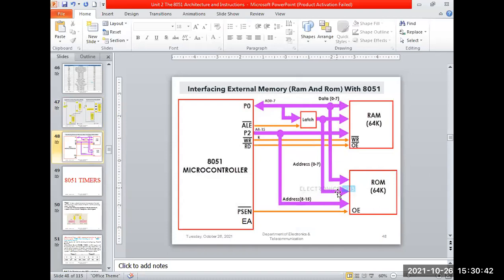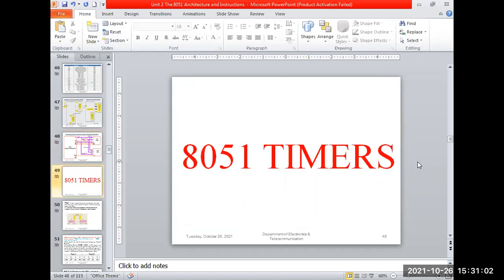It means the data bus is connected to the ROM memory only. Correct. It means I am just reading the data from that memory location. Have you understood? Yes sir. Interfacing. Okay, we'll go for the next point, timers. Only timer and interrupt are remaining.